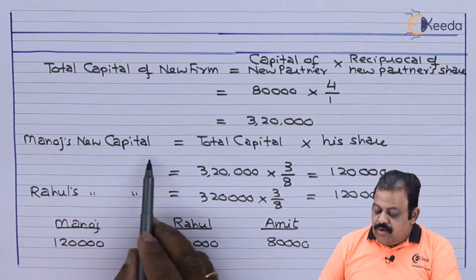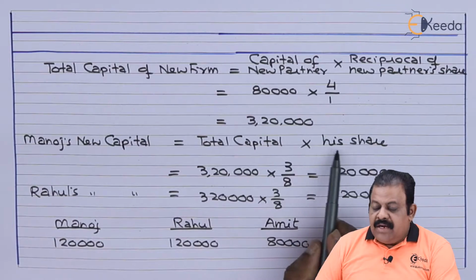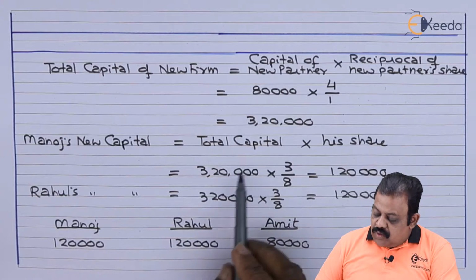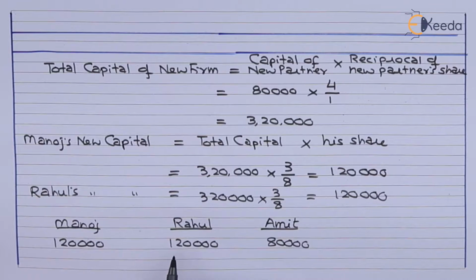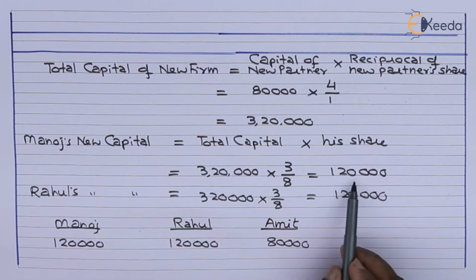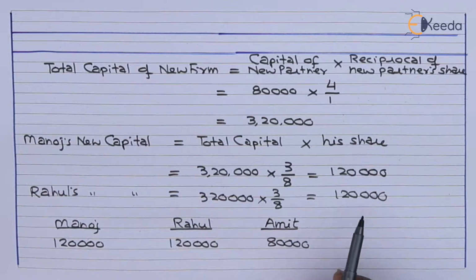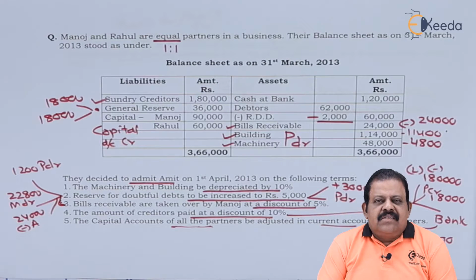Now Manoj's new capital: total capital multiplied by his share. So total capital 3,20,000, Manoj's share 3/8, so it will be 1,20,000. Rahul's share is also 3/8, so it is 1,20,000. So finally, Manoj's new capital 1,20,000, Rahul 1,20,000 and Amit 80,000. Let us continue with postings.